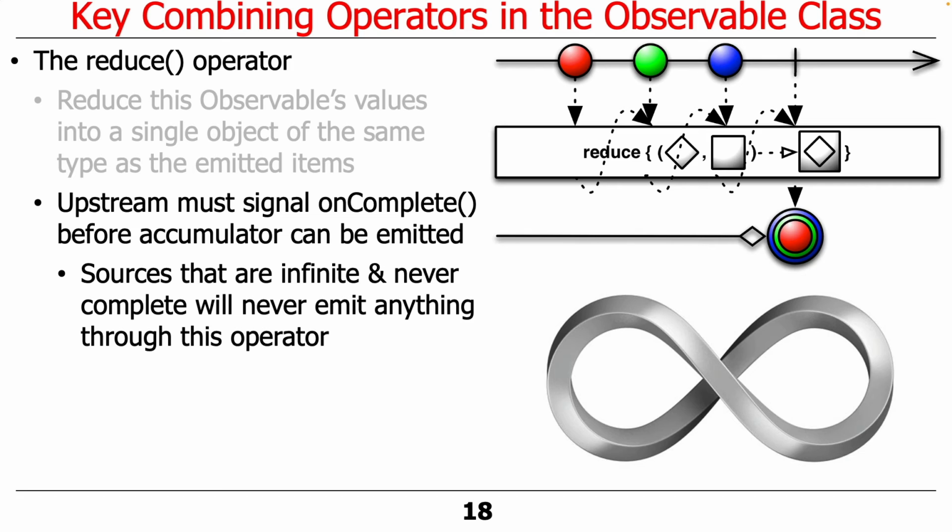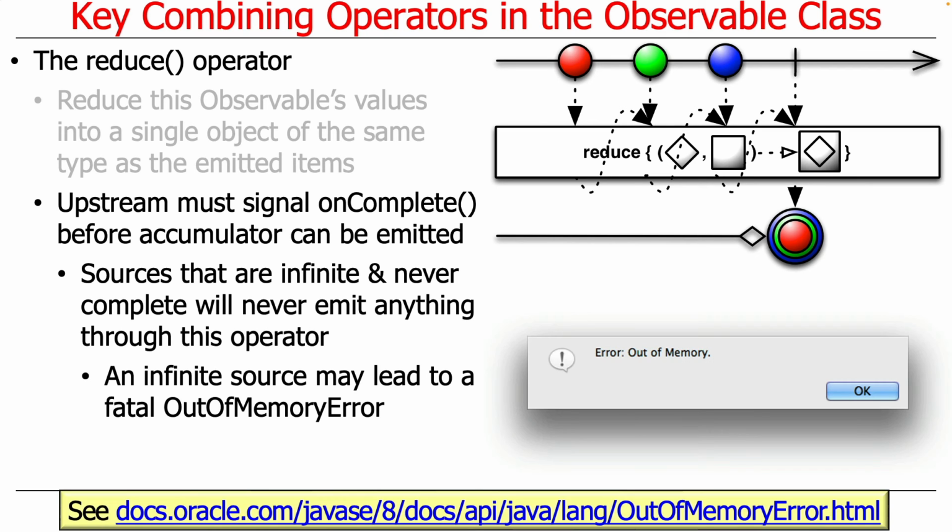Sources that are infinite and never complete will never emit anything through this operator. This operator expects there will be an end to things. If there's no end, then it'll never generate anything. In fact, you'll probably run out of memory. You get the out of memory error exception, which is not a good thing to get, but that could happen if you never have things terminate. So make sure you only do reduce on values or streams that have termination, either because they only generate a finite number of items or because you limit them with a suppressing operator like take.